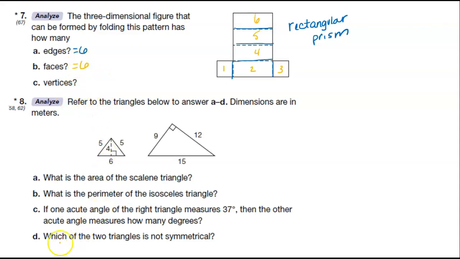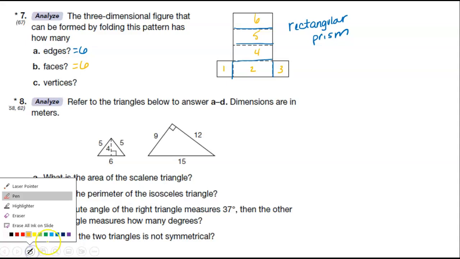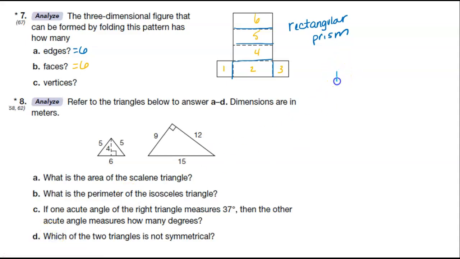And then how many corners is it going to have? So if I draw a picture of what it might look like, I know that it's going to have 4 corners on the front and 4 corners on the back, so that's going to be 8.